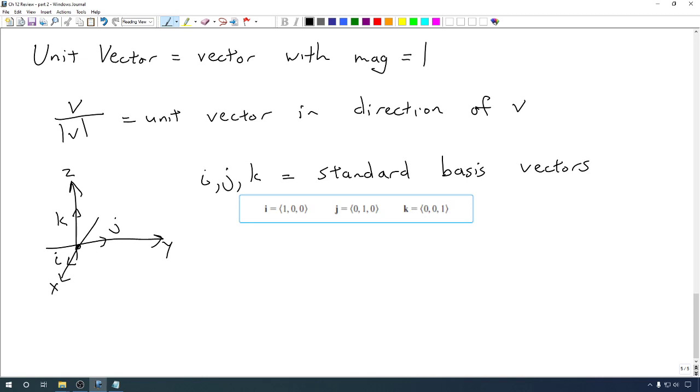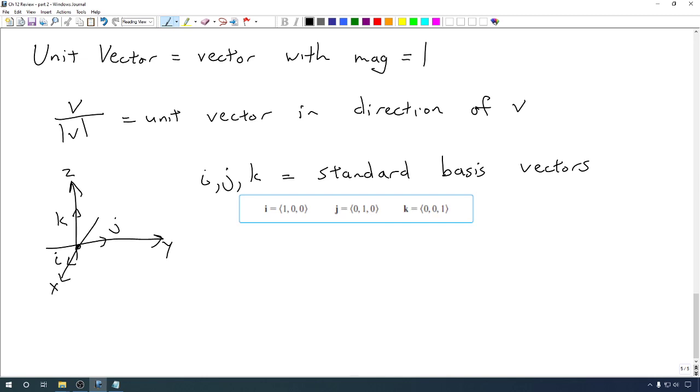In components, these are very nice and simple. So i is just going to be 1, 0, 0, j is going to be 0, 1, 0, and k is going to be 0, 0, 1. So for i, the only thing we have is the x coordinate: we go 1 unit in the x direction, but 0 units in the y and z directions, and so on. Of course, we could do this with 2 dimensions as well. We basically there just have i and j. They're still going to be the directions of x and y, but we don't have that third component.